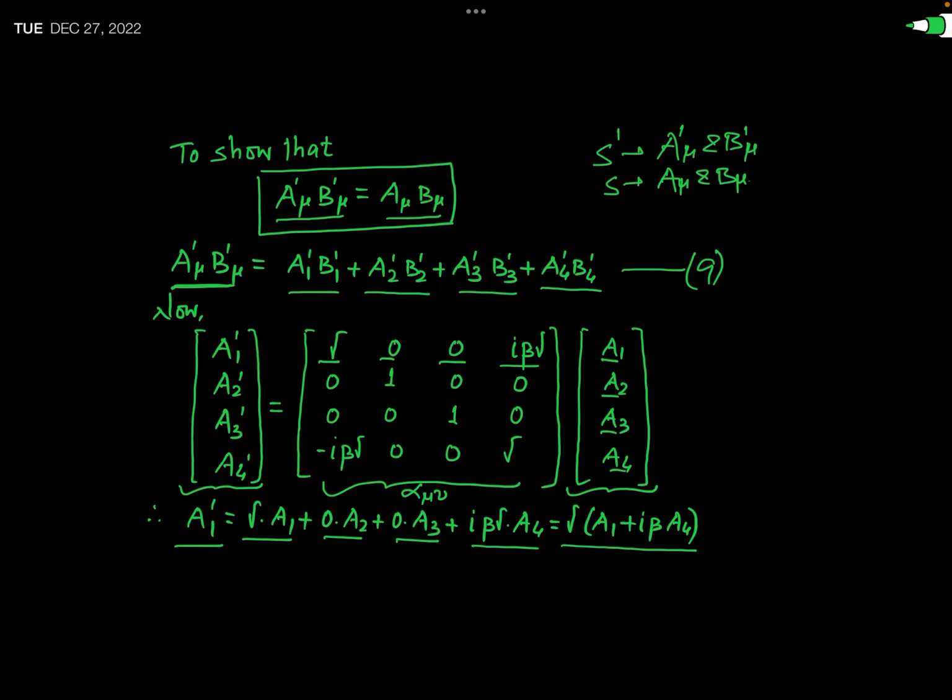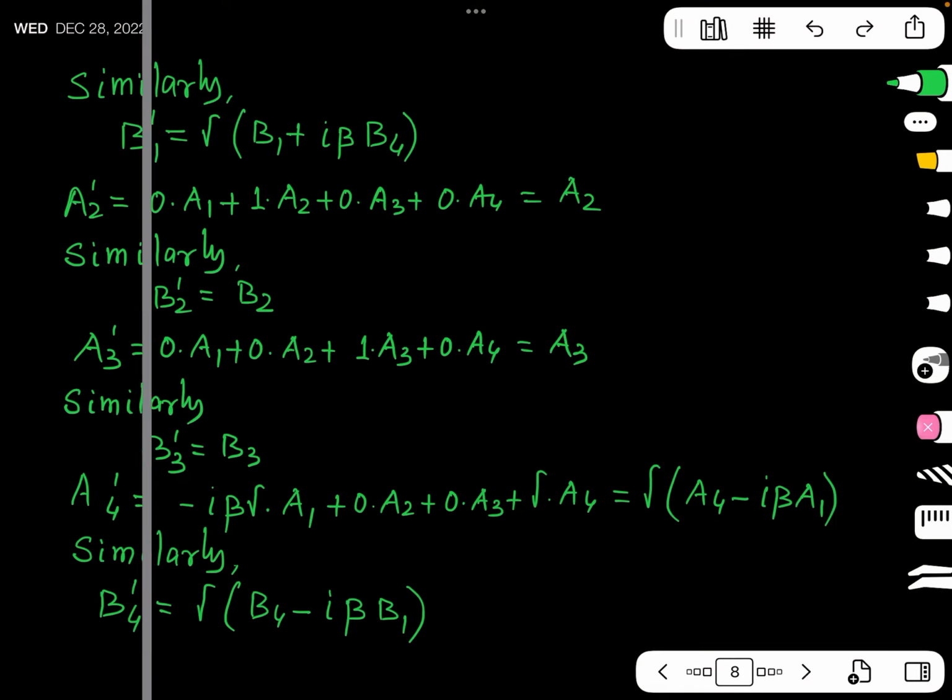Now when you find A2 prime, that will be 0 times A1, that will be 0, 1 times A2, that will be A2, 0 times A3 and 0 times A4, all will be 0. So simply we will get A2 prime equal to A2. You can see I have done it here.